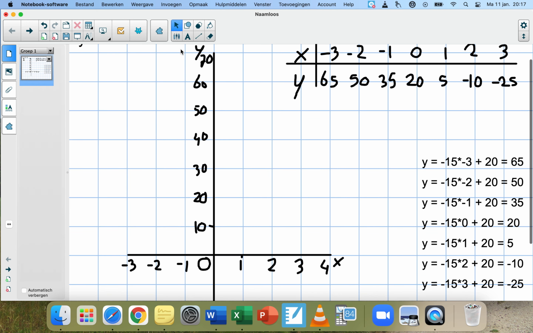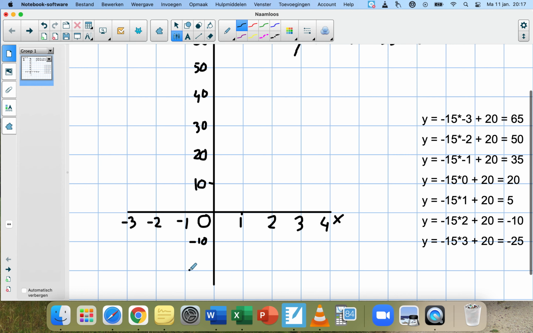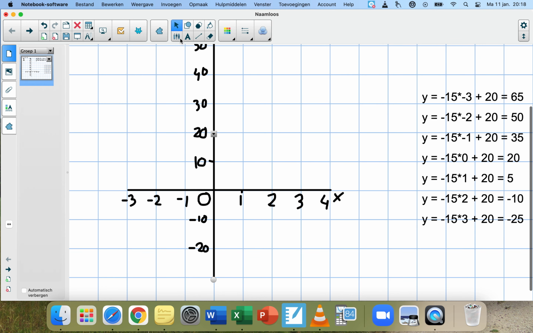And going down, that means that the first one will be -10 and the next one will be -20. And if we continue down, the same here, every step should be the same. So if the steps going vertical are 10, then they have to be 10 all the time.